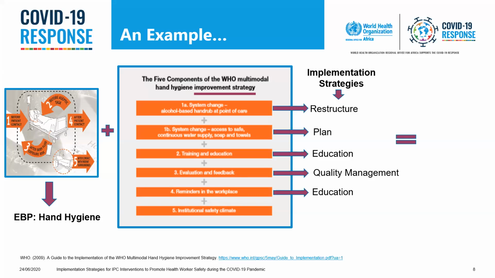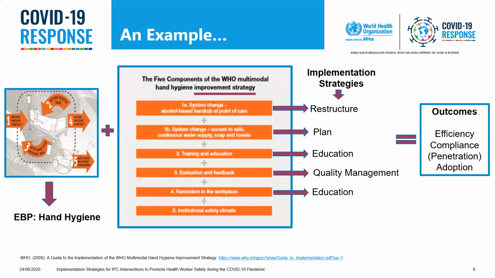And then, of course, we have a few others at the end here, which are education related. Once you've selected the IPC practice you want to implement, and you've decided which strategies you think are going to be the most effective for your context, once you combine these two things, you are hoping to show an improvement in outcomes, depending on the outcomes that you want to measure, right? So it can be implementation outcomes, clinical outcomes, or other outcomes that we have discussed.